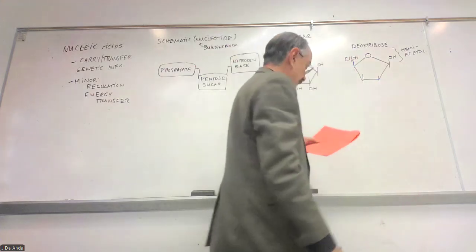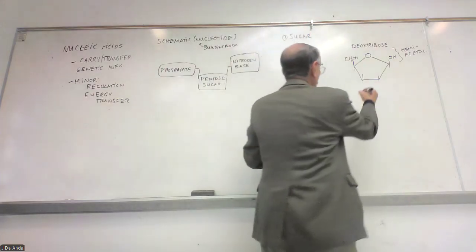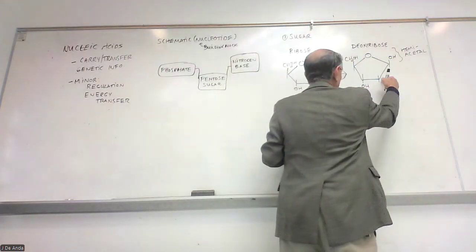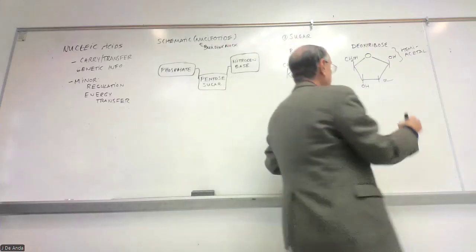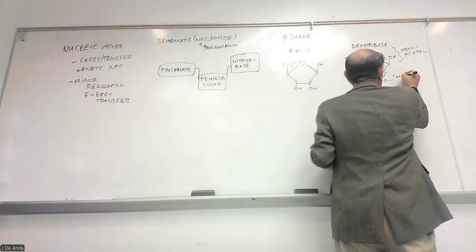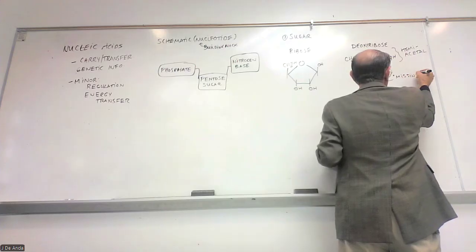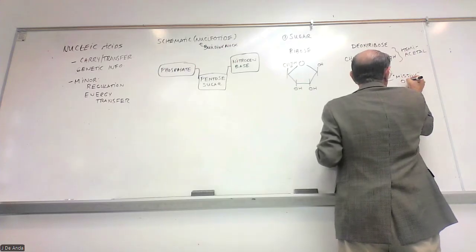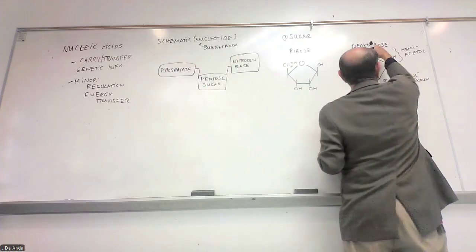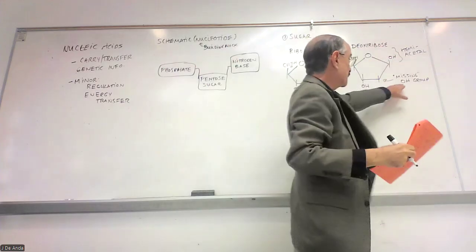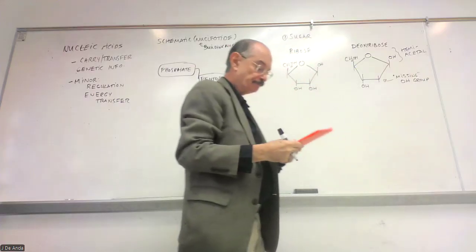Now the difference is that the deoxyribose is missing a hydroxyl group there. Missing the hydroxyl group. And that's what we call it, deoxyribose. It's missing that OH group in there.